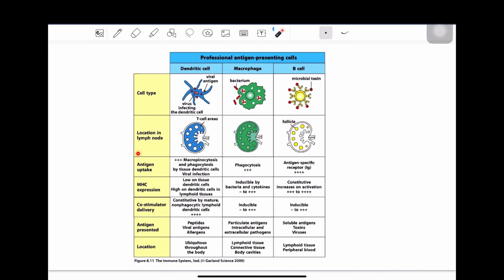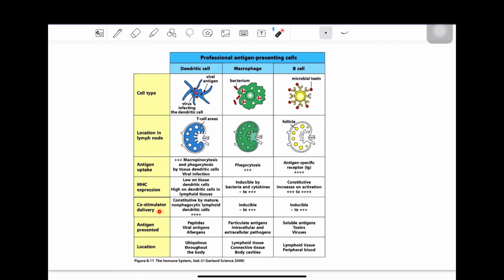And how do they take the antigen? Like macropinocytosis, phagocytosis. Phagocytosis is used by macrophages, and for B cells, the BCR, the B cell receptor, the immunoglobulins, right? What are the MHCs that they express? And the co-stimulatory molecules are constitutive in mature non-phagocytic lymphoid dendritic cells. They can be induced by uptaking the antigen. Their production can be induced.